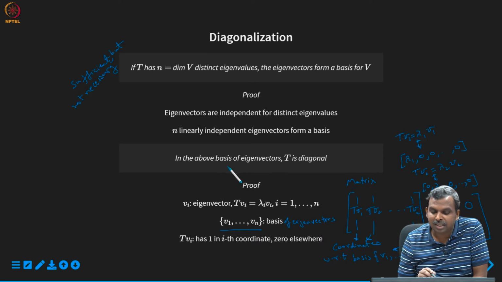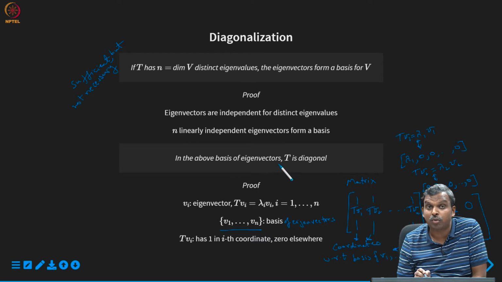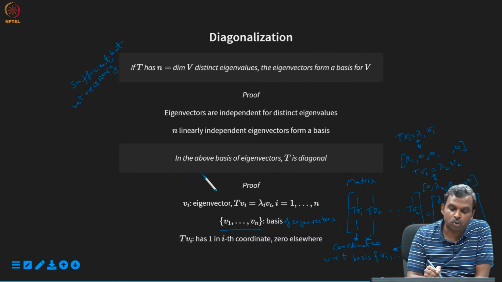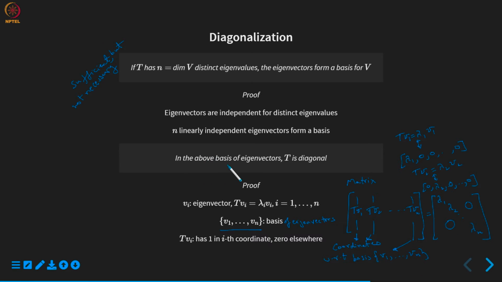So the crucial result is this one: if you can find a basis of eigenvectors for the linear operator, then in that basis T becomes diagonal. This is a very crucial result in any basis of eigenvectors. So instead of saying the above, you might want to think of it as: in any basis of eigenvectors, T is diagonal.